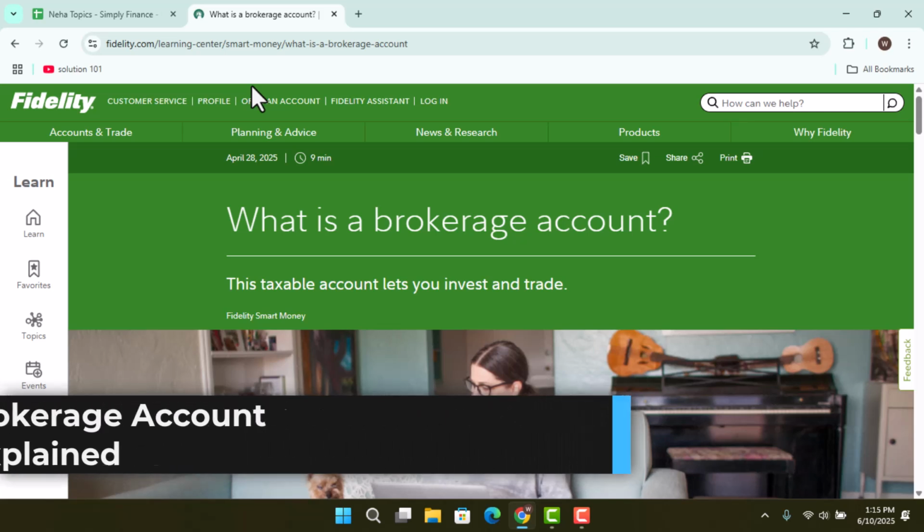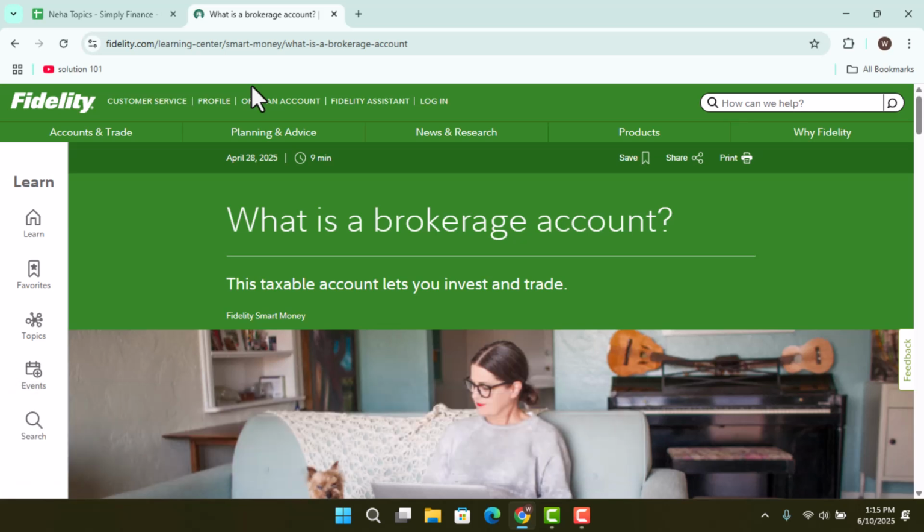A Fidelity Brokerage account is a type of investment account where you can buy and sell investments like stocks, bonds, mutual funds and ETFs. Unlike retirement accounts like IRAs or 401ks, there are no contribution limits or withdrawal restrictions in a brokerage account. You can access your funds whenever you need them without penalties or restrictions, and you can invest in a wide range of assets including stocks, bonds, mutual funds, ETFs, options and more as well.